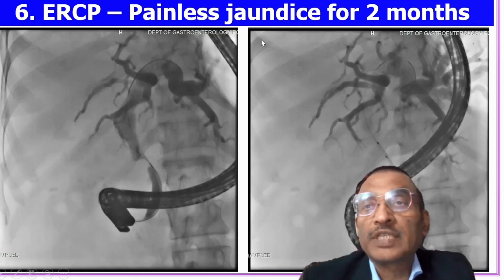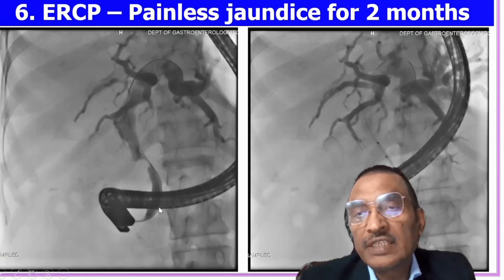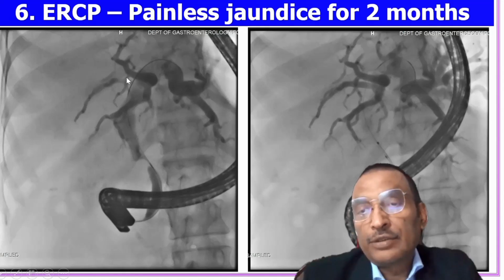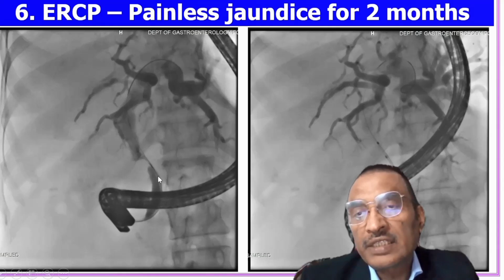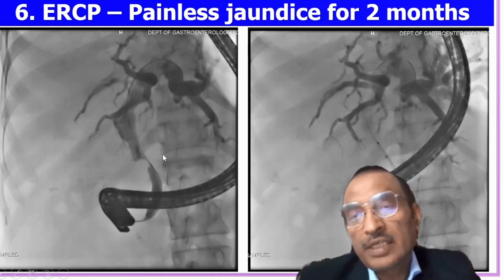Now this patient presented with painless jaundice for 2 months, and what you are seeing here, that lower duct is, again, this is bile duct because it is branching at an acute angle. It is crossing the duct. It is going by the side of the spine. So that is how you recognize the bile duct.